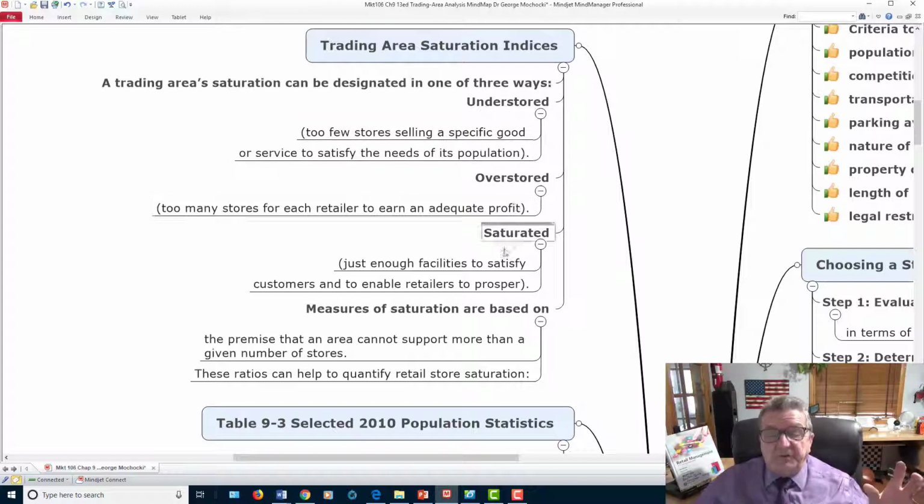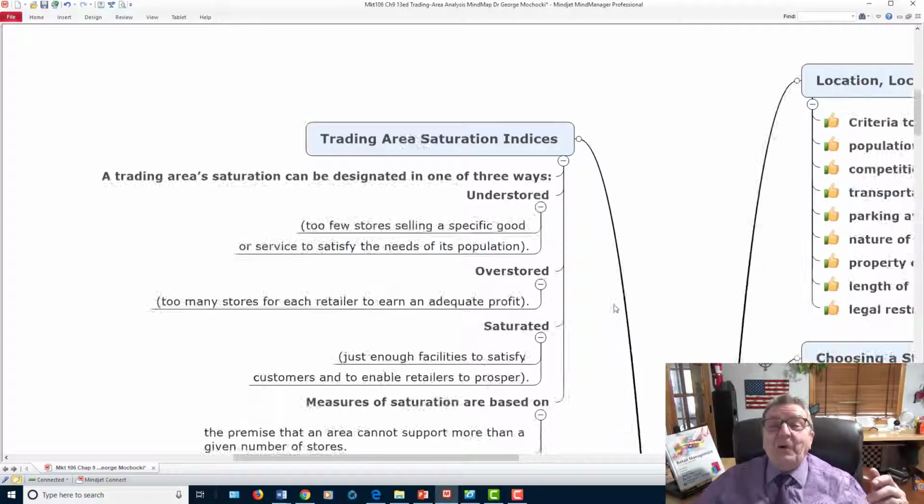You can still do it. Saturated. I can make an honest buck, but I can't make that much because there are other competitors. If I go too high, I go to my competition. Measure saturation based on an area that could support more than one. That's what you're looking for, and these ratios help you. Okay, so that's the whole thing on saturation.